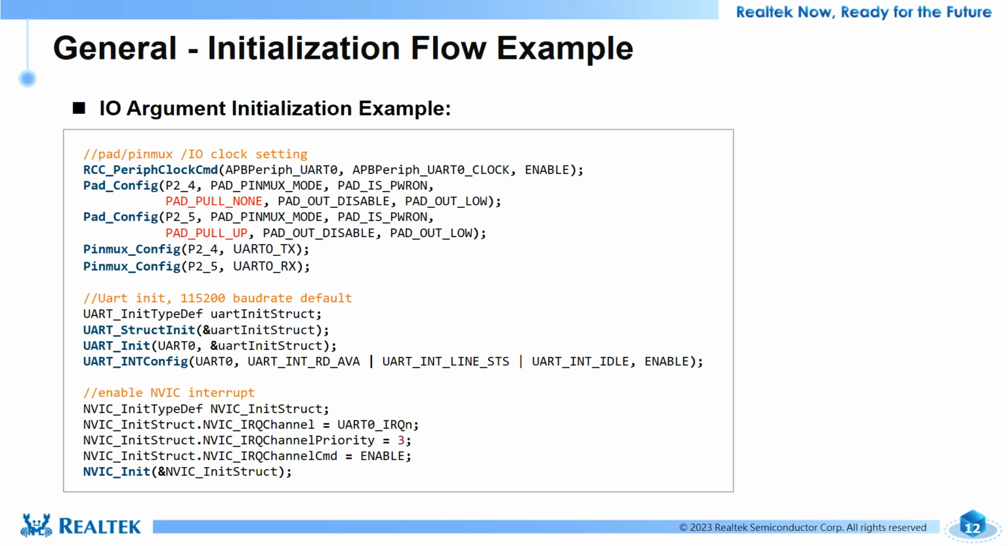Fourth, call the UART struct init function to initialize the UART parameters to default values. Fifth, call the UART init function to initialize UART0. Sixth, call UART int config to enable UART0 interrupt. And finally call NVIC init function to enable NVIC interrupt.